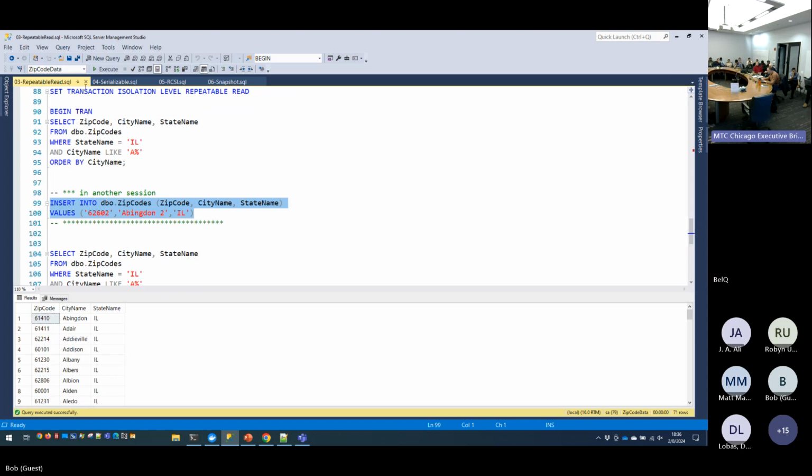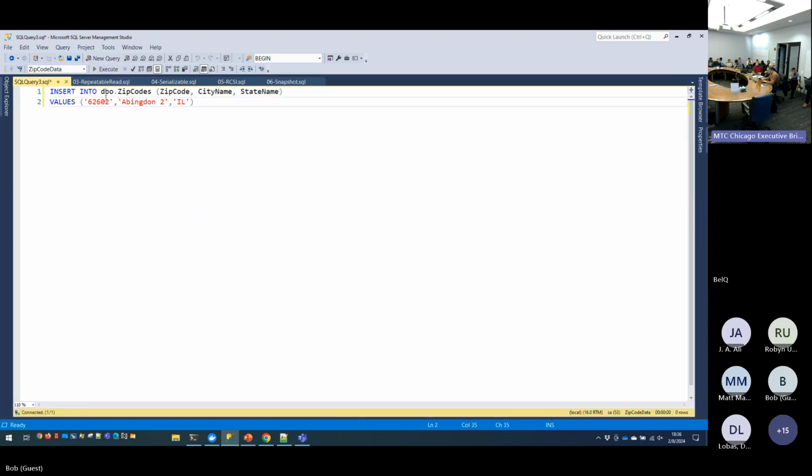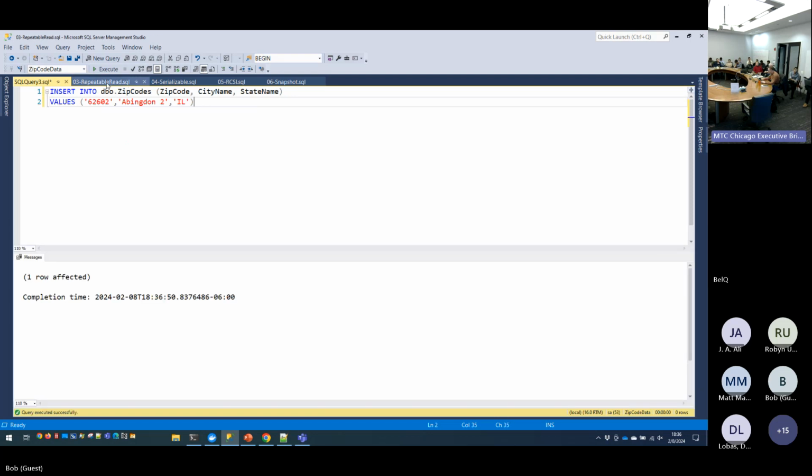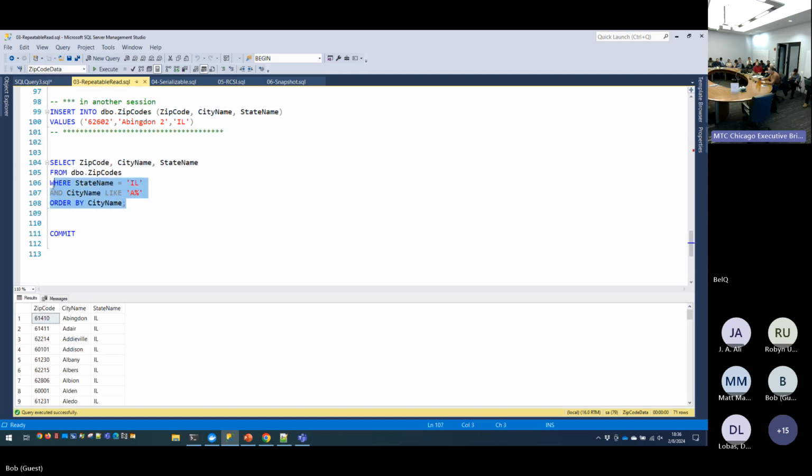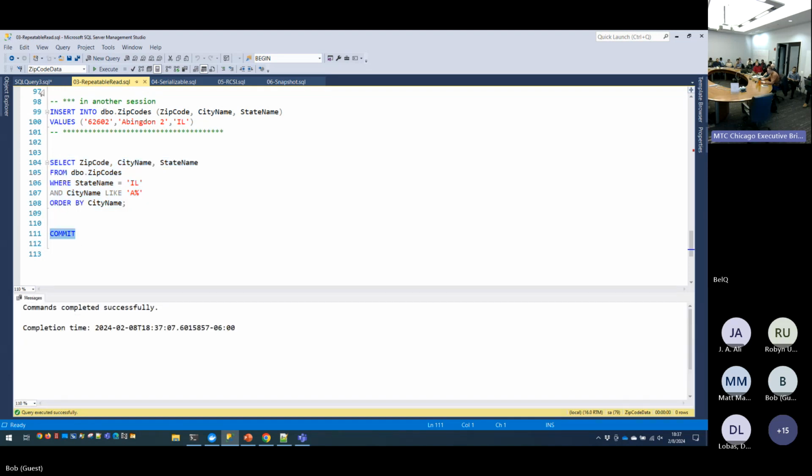Now, all those locks are being held, that transaction's still open. But if I come over here and insert another row that starts with the letter A, nothing's going to prevent me from doing that, right? And now if I query again in the same transaction, I will get 72 rows. So that phantom row that we created, even though there are locks being held, it hadn't seen that row before. If there's no lock, I can do that. Okay, that is repeatable read.